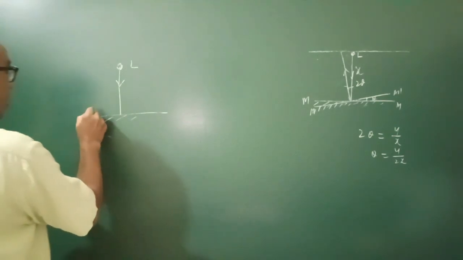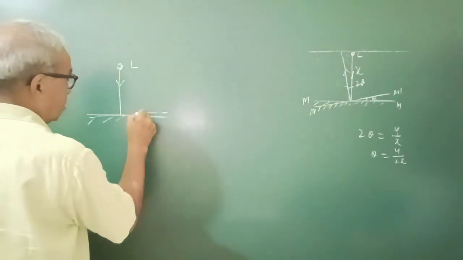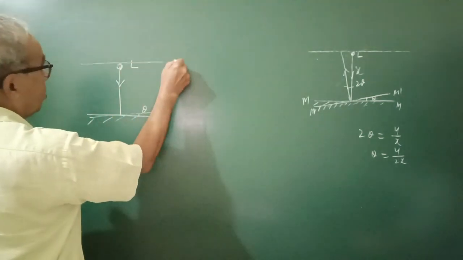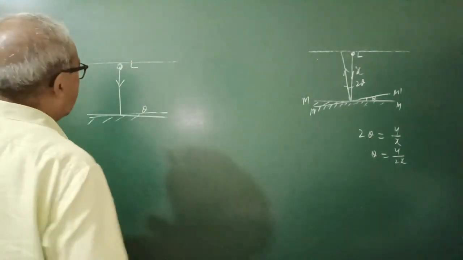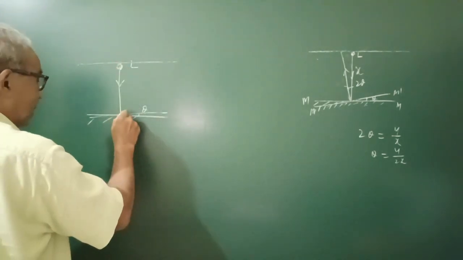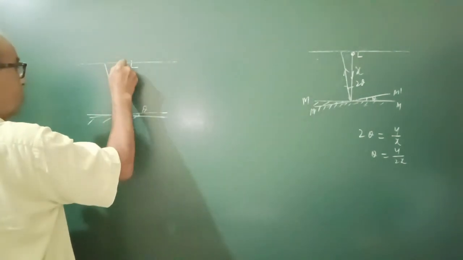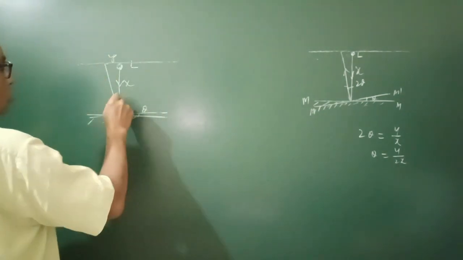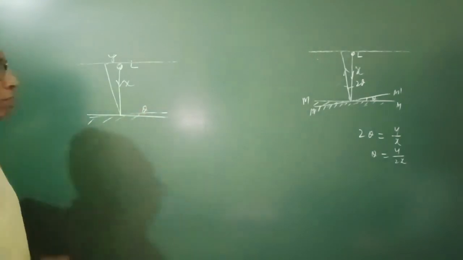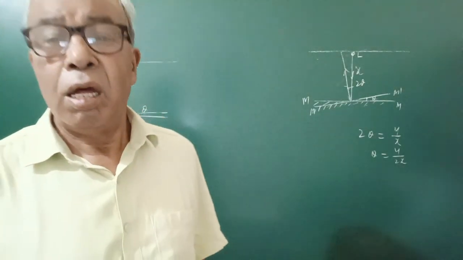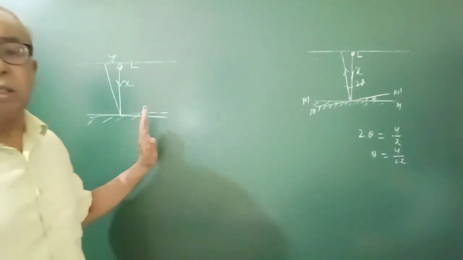They say when the mirror is turned through a small angle theta, then on a screen just placed above the source, the reflected ray gets displaced by distance y. So how much is this angle theta?